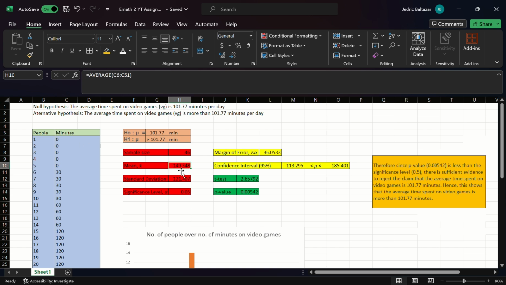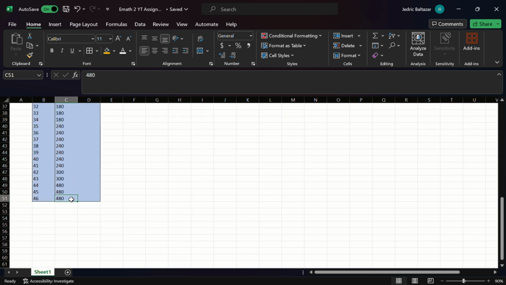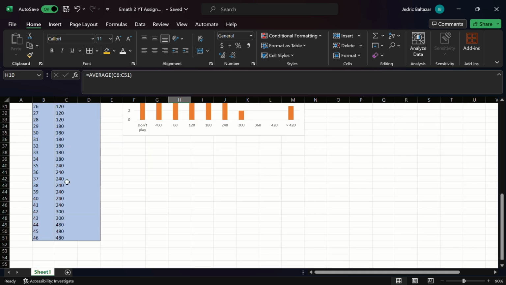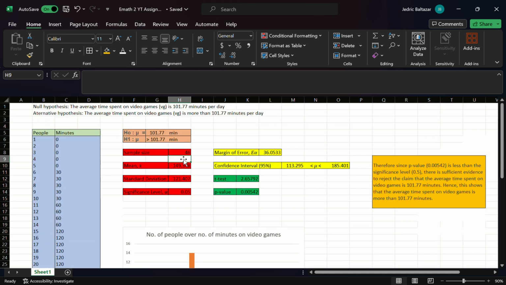To find the mean, I simply use the Excel formula average, followed by cell C6 to cell C51 in the brackets. What this formula basically does is it adds up all these values in the C column and divides it by the sample size, which is 46, to get the average.